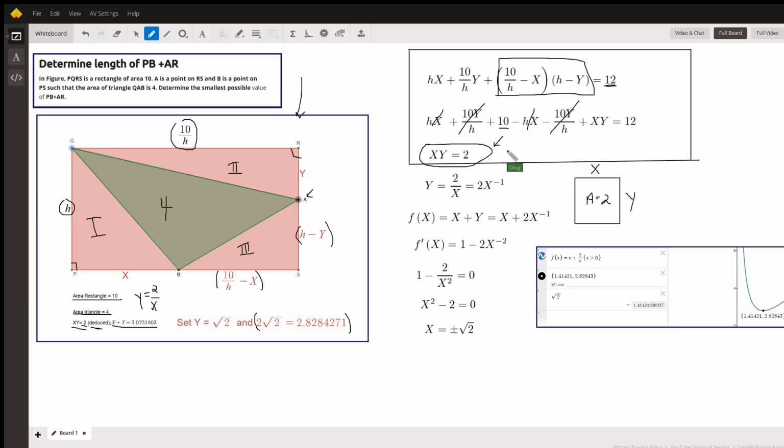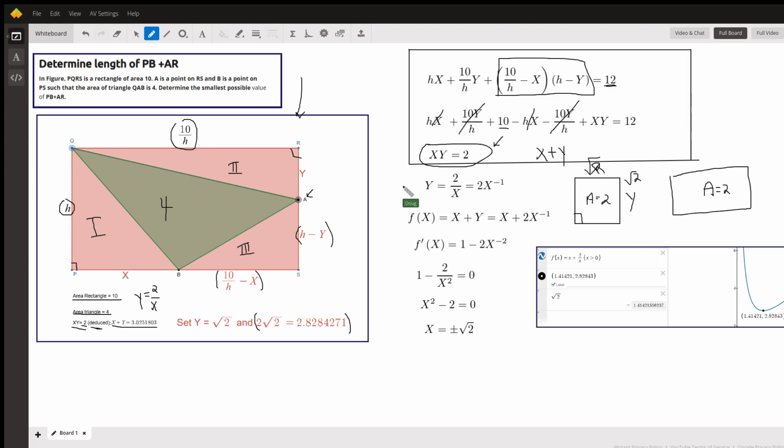Now we want to minimize x plus y. Okay. And if you have a rectangle that has an area of 2, the rectangle that has the minimum perimeter with an area of 2 is a square. And so that's why we can go like this, square root of 2, square root of 2.